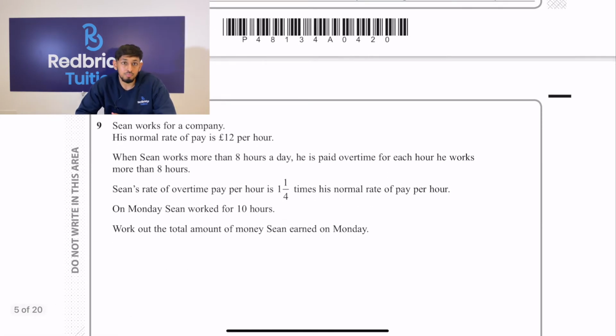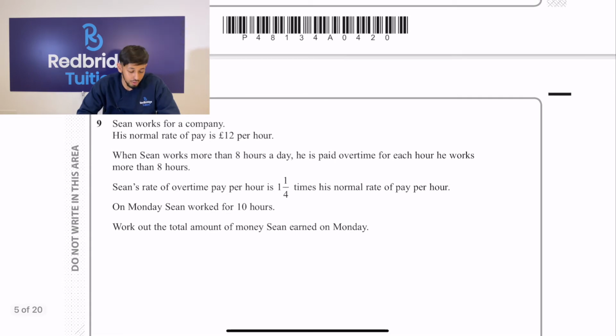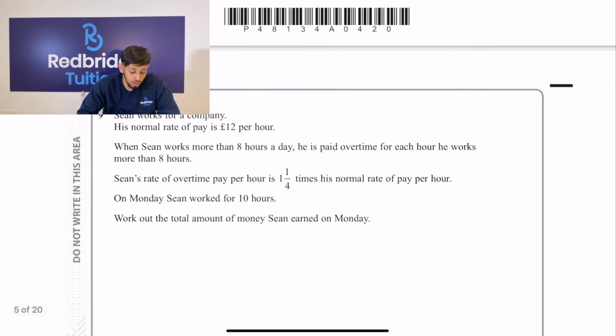Question number 9. So this is another long-worded question. Sean works for a company. His normal rate of pay is £12 per hour. What we will do is underline as we read the question. So we will say his normal rate of pay is £12 per hour. When Sean works for more than 8 hours a day, he is paid overtime for each hour he works more than 8 hours.